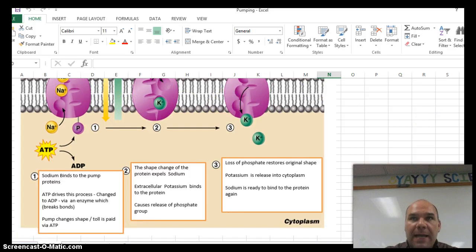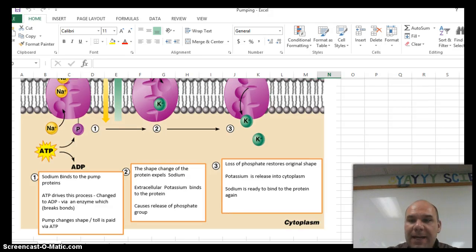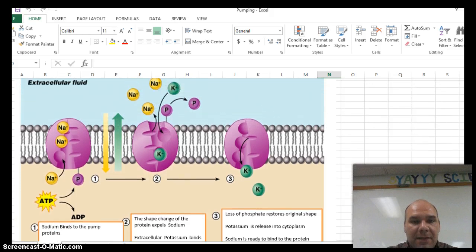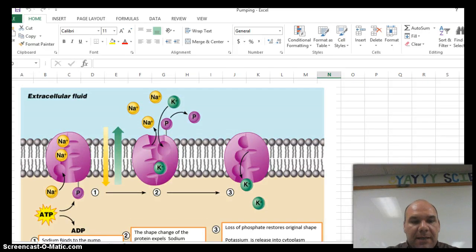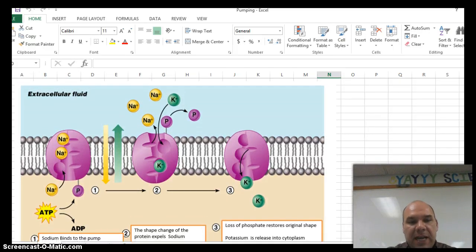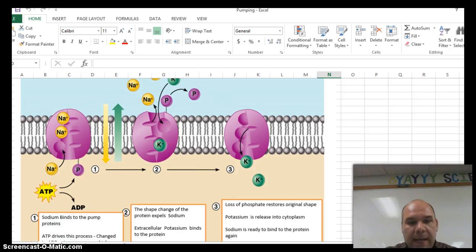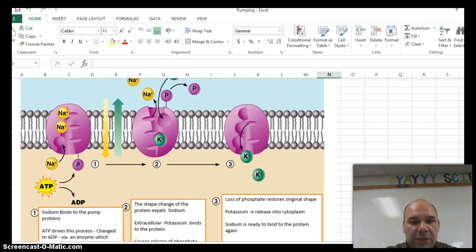the toll is paid. The energy associated with that shape changing is indicated by the toll actually being paid via ATP. And as that progresses and as the shape changes, you begin to see that because of that shape changing, certain components are expelled into the extracellular fluid outside of the cell. So the shape changes and the protein expels the sodium associated with this relationship.